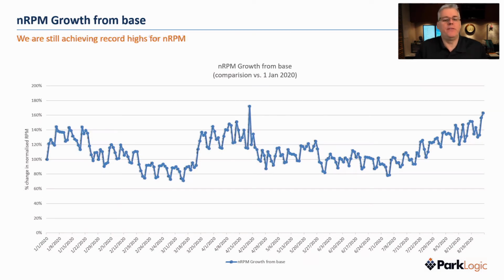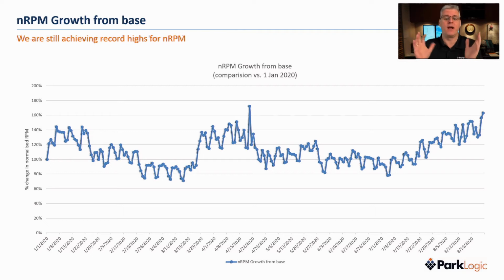So this is the normalized RPM growth from a baseline. This is a comparison versus June. And we can see there that it's been going up and up and up and up. So the overall has been just increasing. If you're not seeing this on your portfolio, then please give me a call. I'd love to have a chat to you about that.